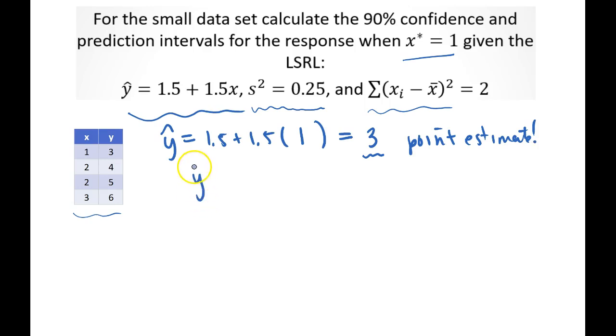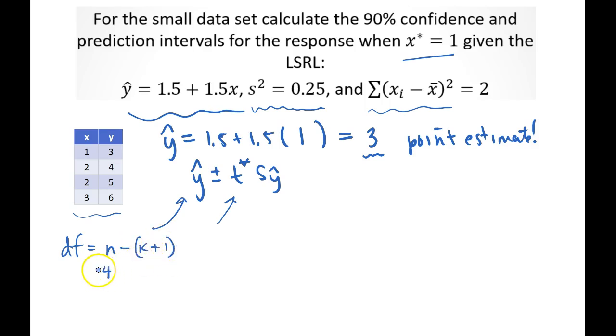All right, so that's going to be what goes in the middle of our confidence interval. Let's first calculate that. So y hat plus or minus a t critical value times the standard error of y hat. This value we just calculated is equal to 3. T star is equal to a t critical value from n minus k plus 1 degrees of freedom. So we have 4 observations. K is equal to the number of explanatory variables in our model. That's just 1. So the degrees of freedom are equal to 2.